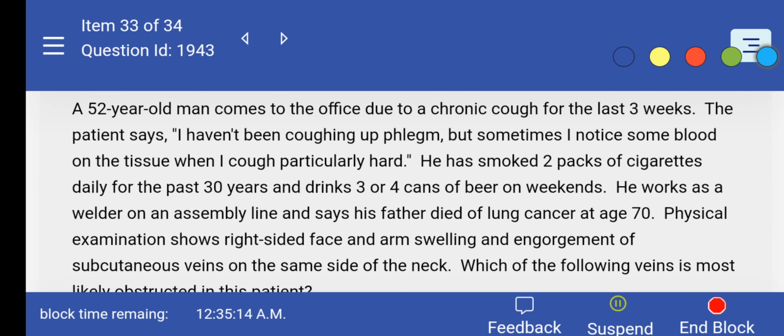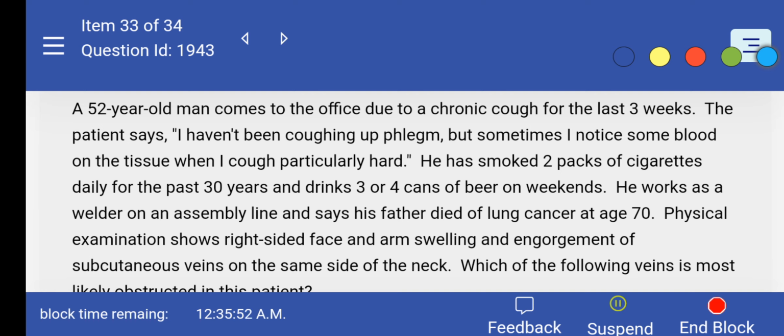Now, in question number 33, we have a 52-year-old man who comes to the office due to chronic cough for the last 3 weeks. The patient says, "I haven't been coughing up phlegm, but sometimes I notice some blood on the tissue when I cough particularly hard." He has smoked 2 packs of cigarettes daily for the past 30 years and drinks 4 cans of beer on weekends.